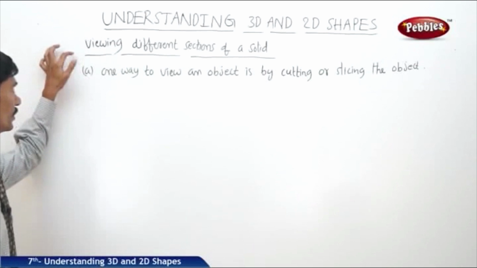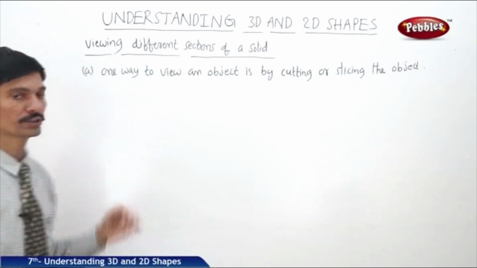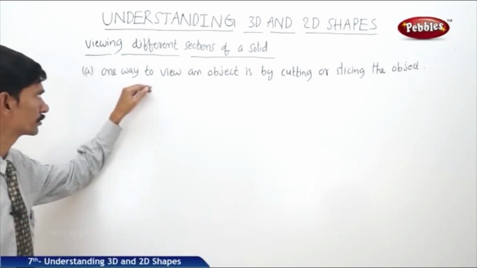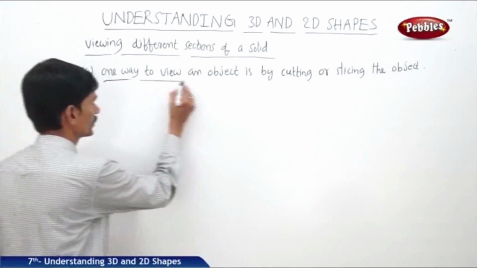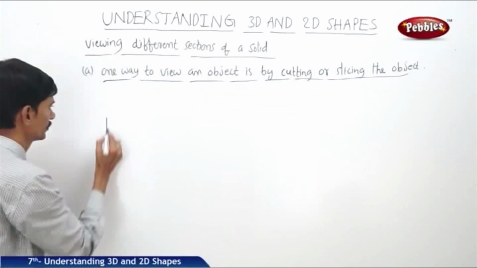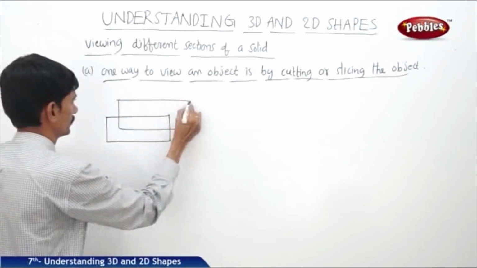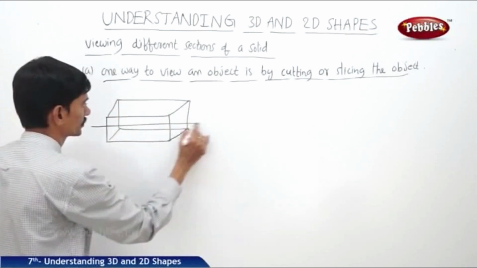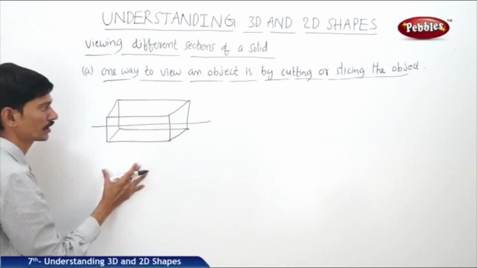Now let us see the next topic, viewing different sections of a solid. How to view the different sections of the given solid? One way to view an object is by cutting or slicing the object. For example, if you take any cuboid and cut it horizontally into 2 parts, then the slicing or cutting shape will be the rectangular shape.